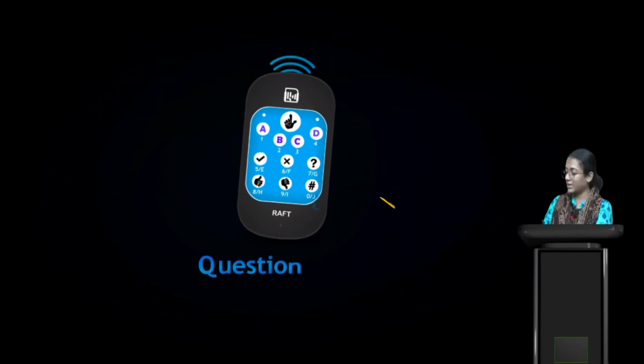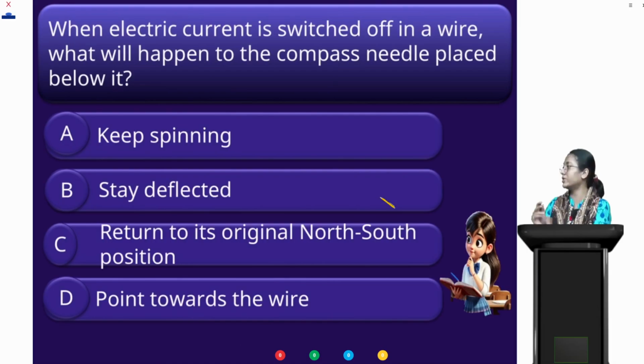So here comes our next question. Let's see what the question is. When electric current is switched off in a wire, what will happen to the compass needle placed below it? Okay, 4 options are there. Option A, keep spinning. Option B, stay deflected. Option C, return to its original north-south position. Or is it option D, point towards the wire?